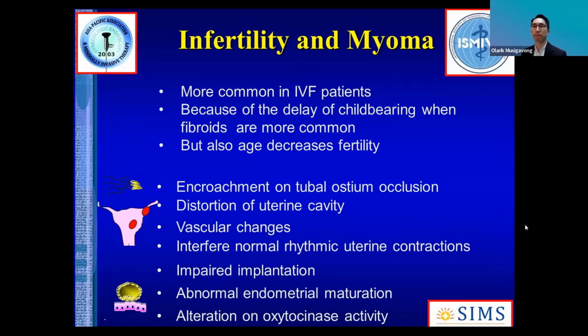This is infertility and myoma. It is very commonly seen in IVF patients because there is a delay in childbearing, when fibroids become more common. Also, age decreases fertility. There is some encroachment of the tubal ostium, distortion of the cavity, vascular changes, interference in the rhythmic contractions, impaired implantation, abnormal endometrial maturation, and alteration in oxytocinase activity.